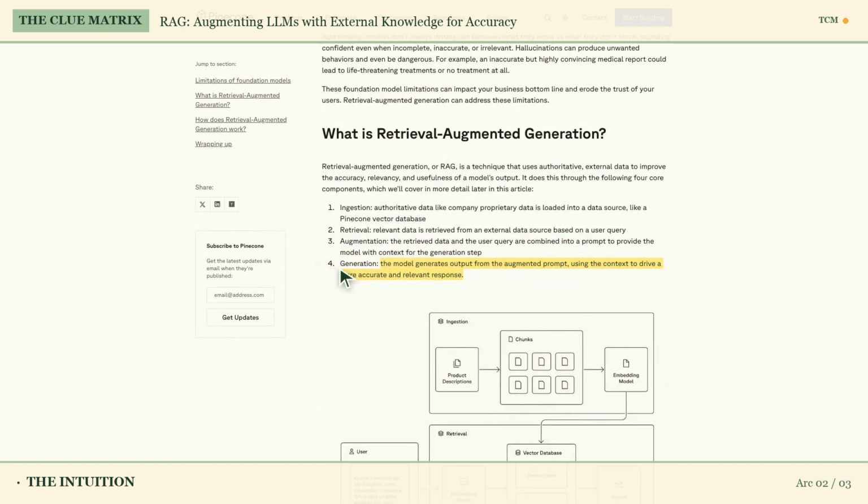Yes, the retrieved data and user query are combined into an augmented prompt. The model then generates output using this context to drive a more accurate and relevant response. This means the LLM isn't just making things up from its internal memory. It's explicitly given information to work with.